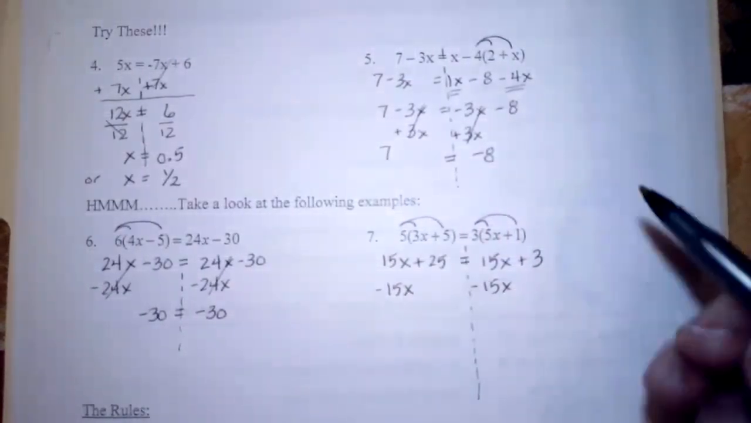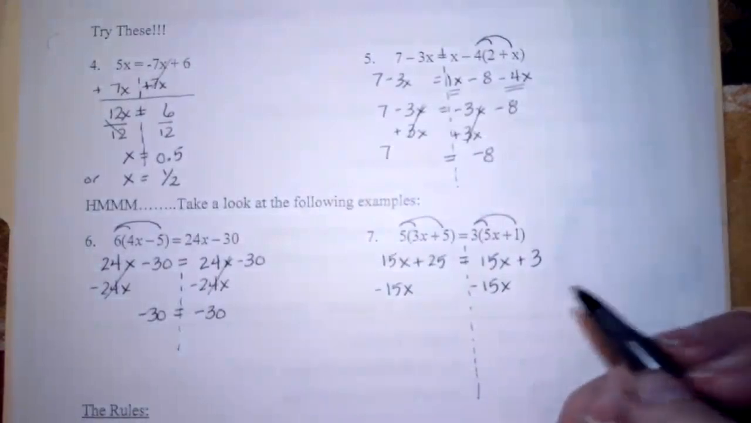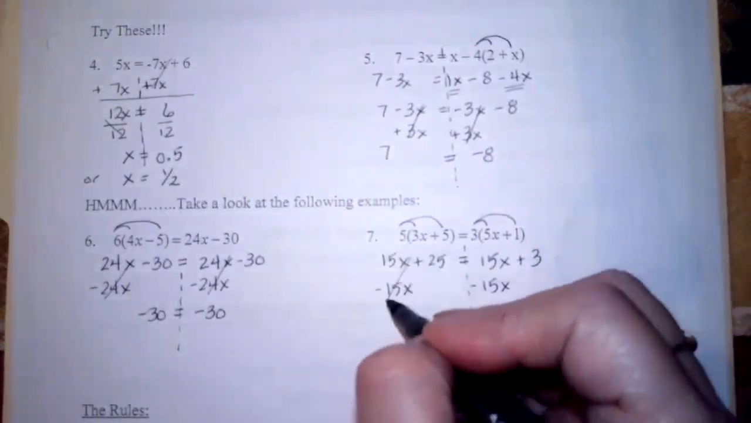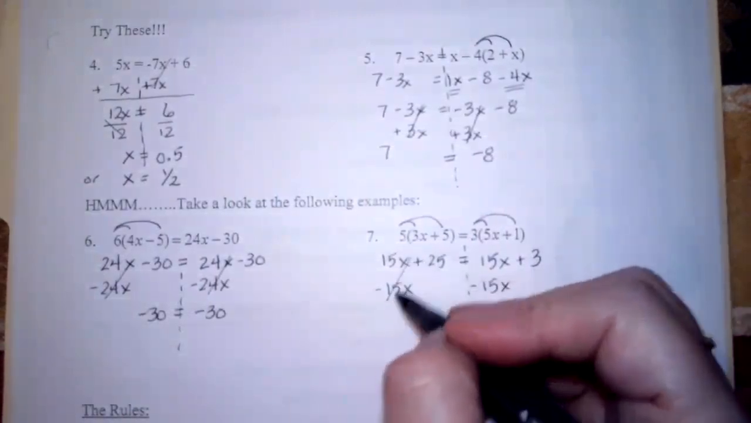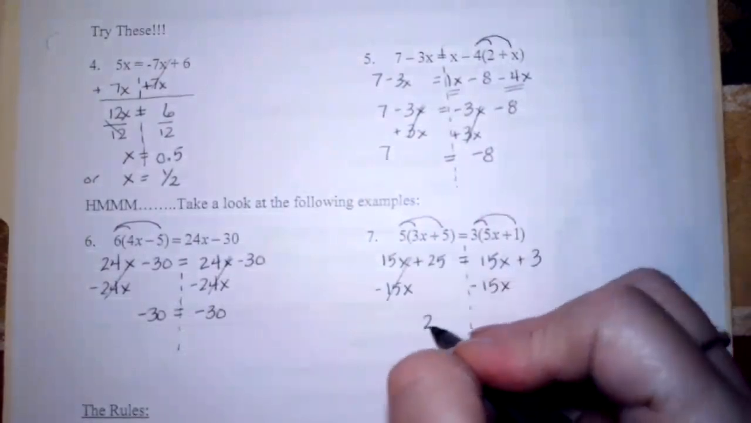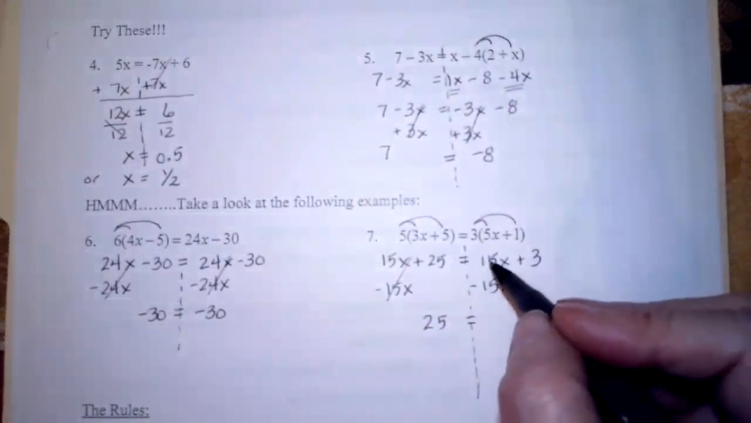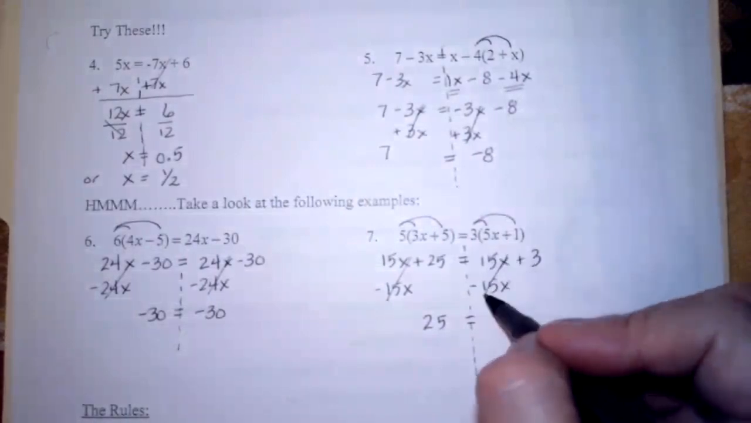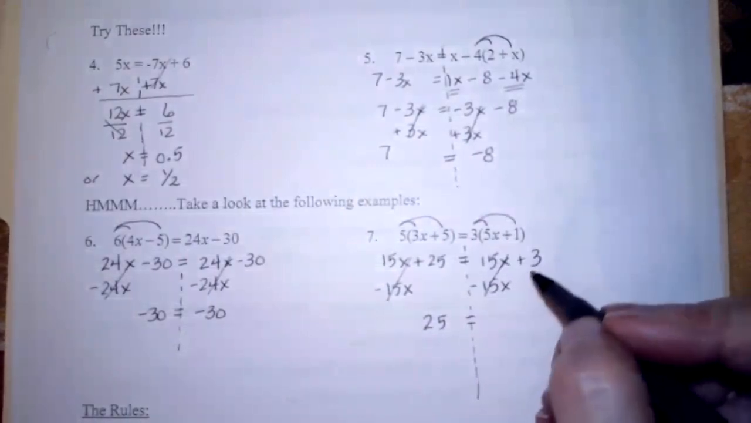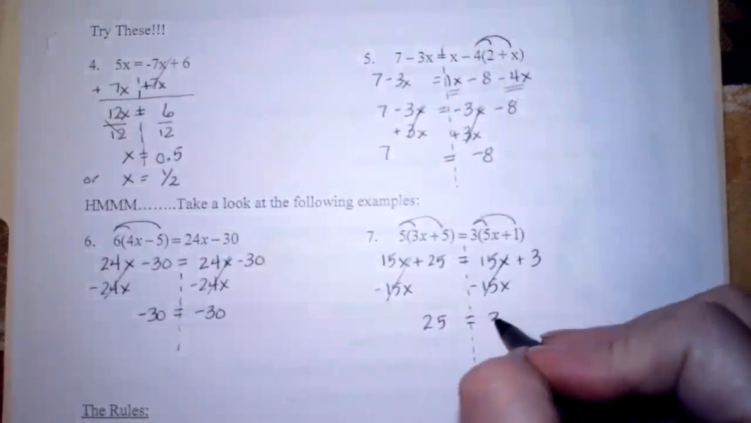Similar to number 5 and 6, you guys, look what's happening here. 15x minus 15x. X's are completely gone. Bring down our 25. Keep our equal sign in the middle. 15x minus 15x. Again, those are gone as well. And we have 3.